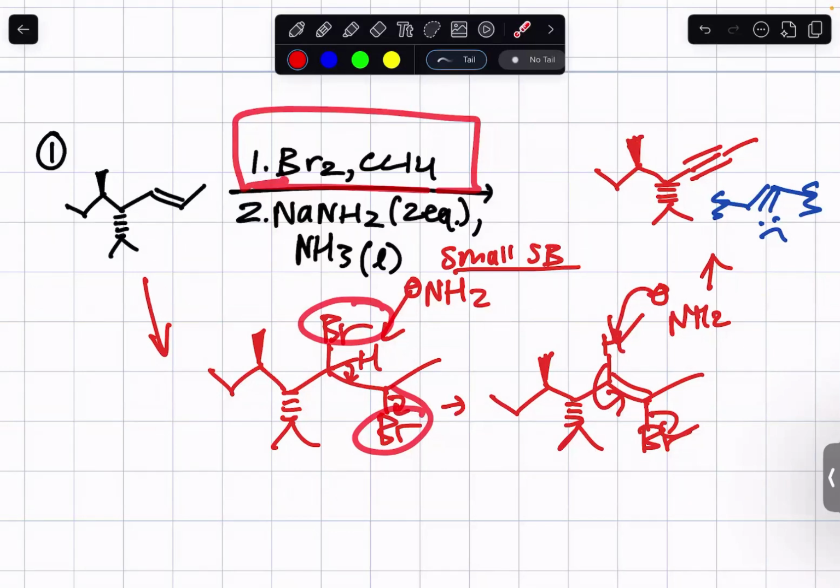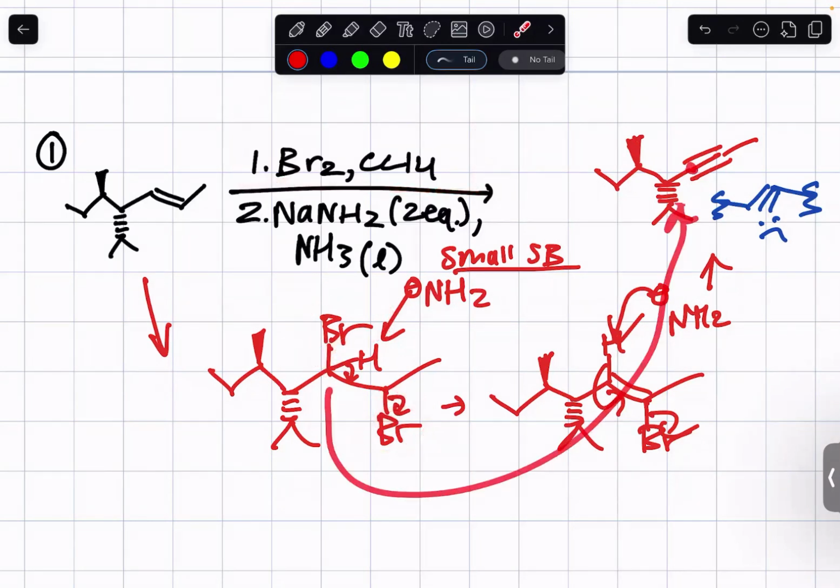They have to be trans to each other, right? So if this was a wedge, this would have to be a dash, and vice versa. If this was a dash, that would be a wedge. But I didn't draw out the wedge and dashes here because in our final products, those carbons would not have any wedges or dashes at all, right? But keep that in mind. Still remember the regiochemistry of the reactions here. Halogenation is anti-addition.